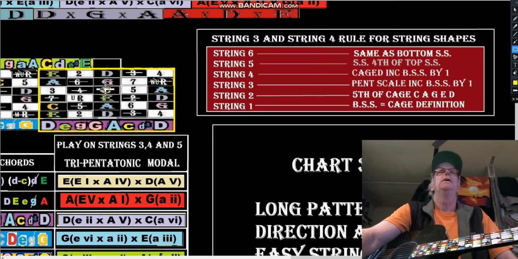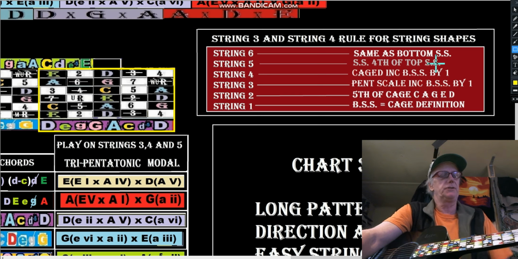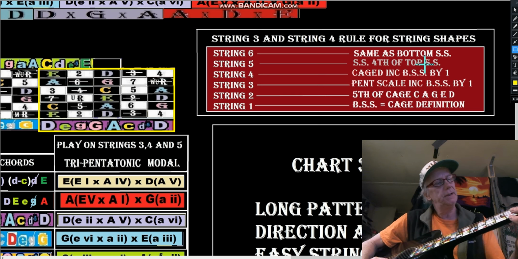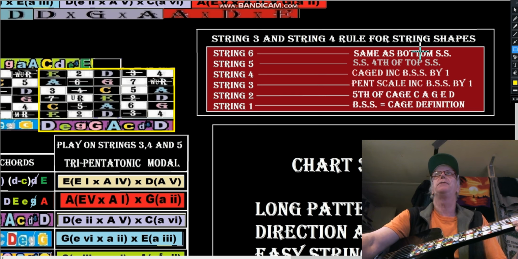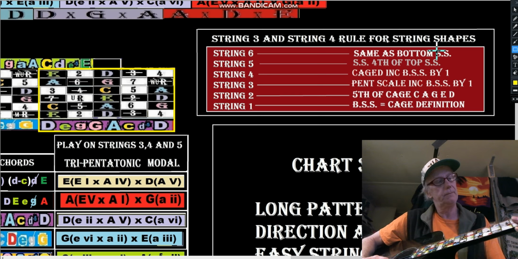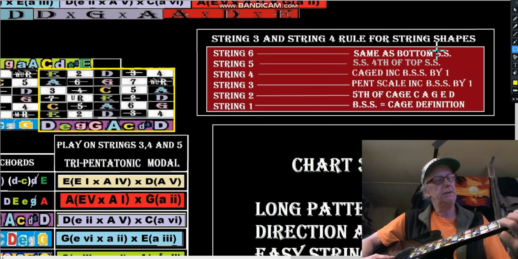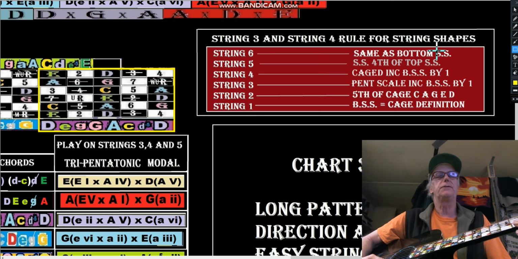All right, so the fifth string, the B string, is always the string shape fourth of the top string shape. So if we're here in the D, remember the top is the same as the bottom in the D string, in the D box. Okay, so it's going to be the fourth. The fourth of D is G string shape, 6, 7 root.